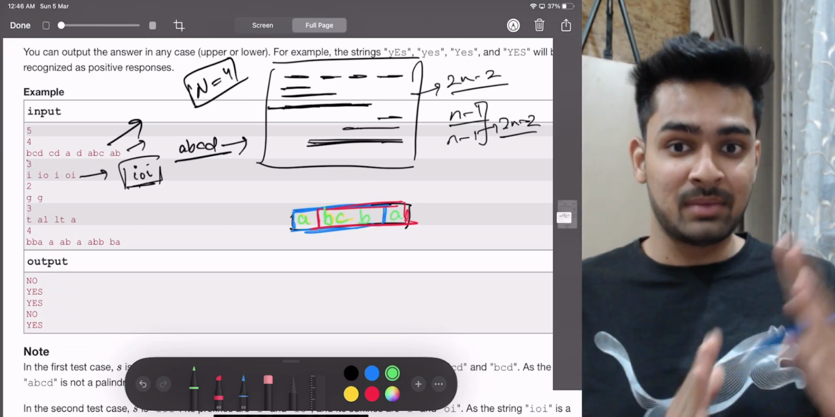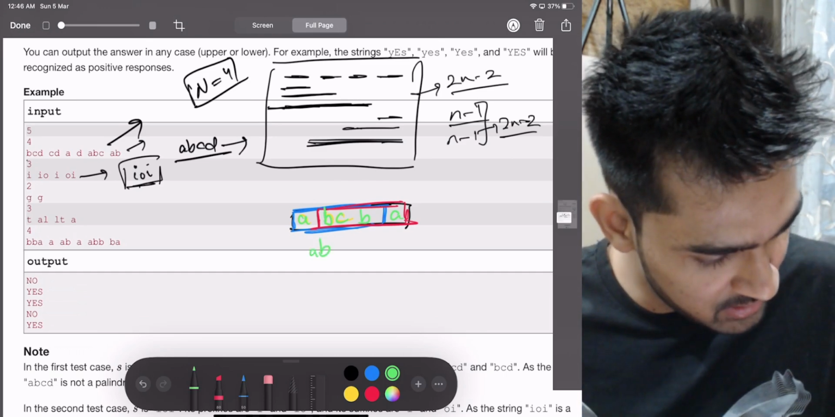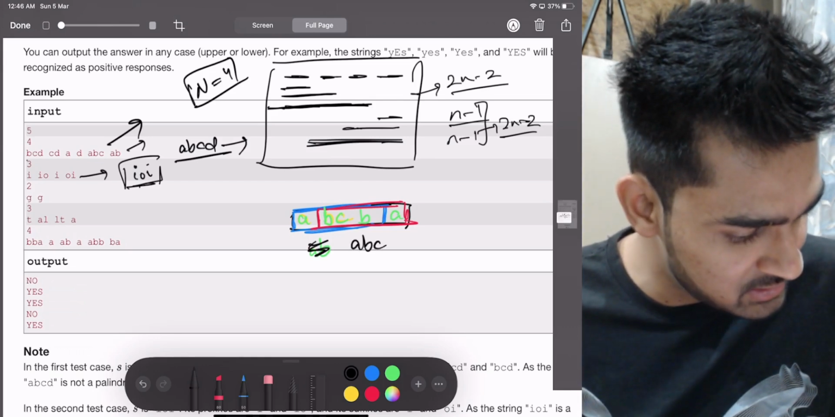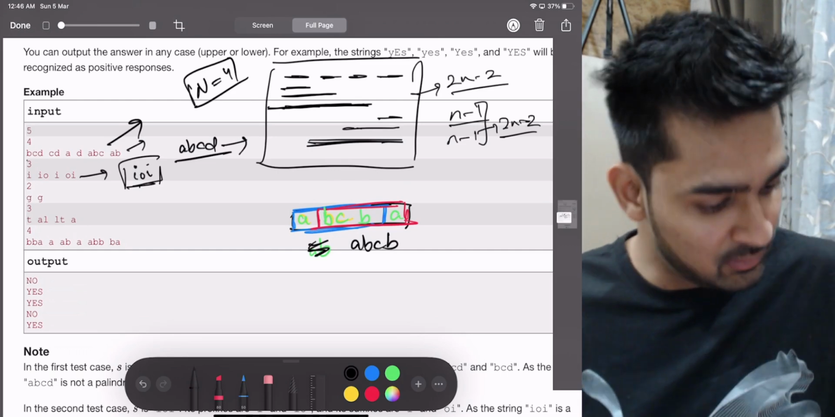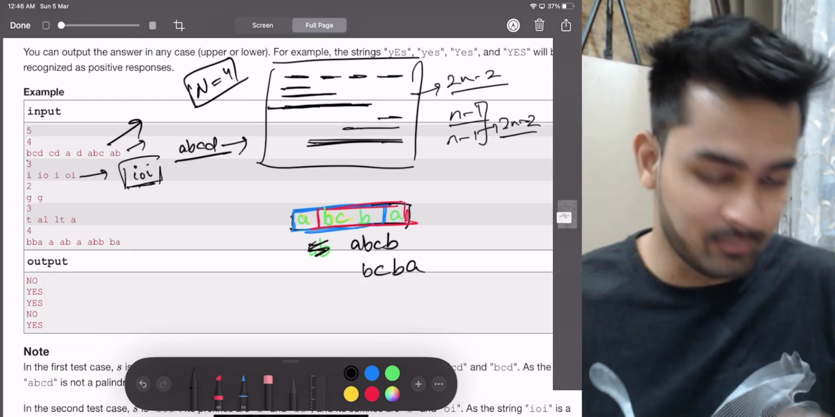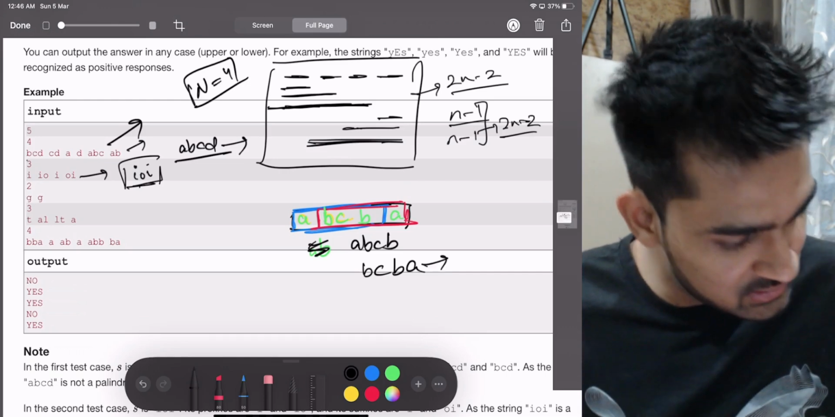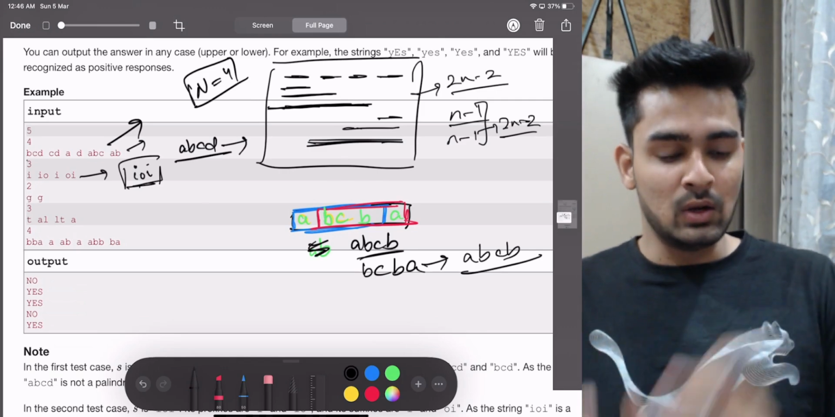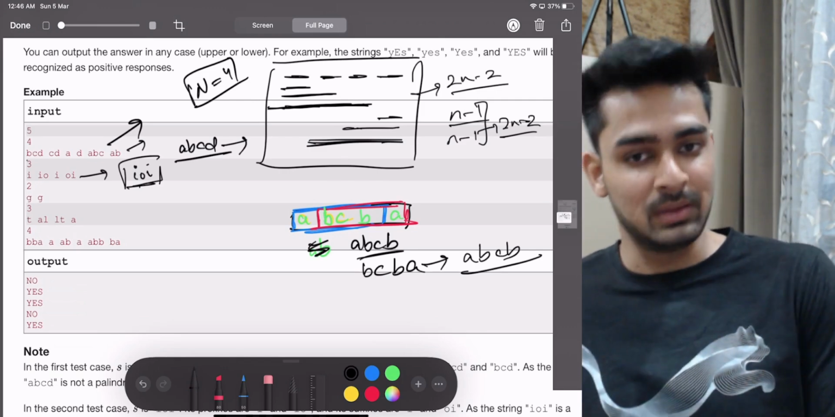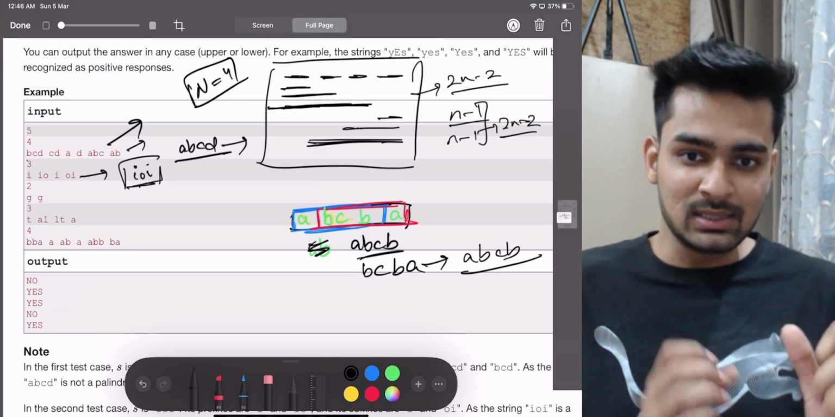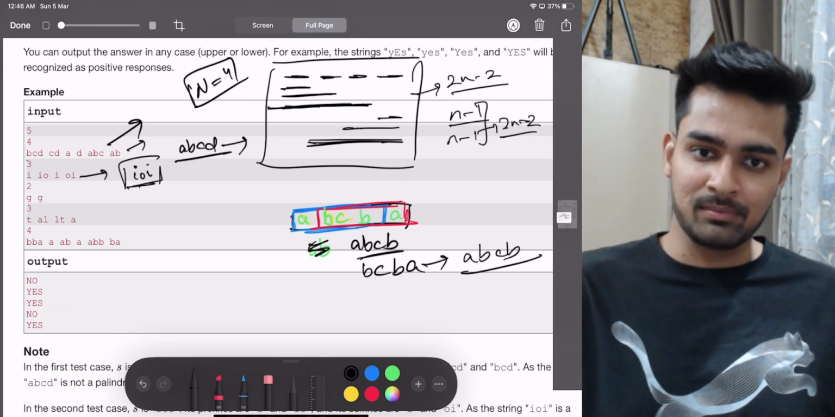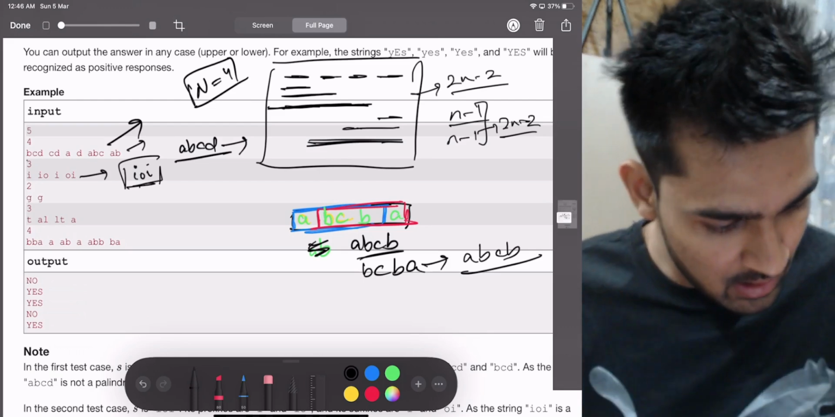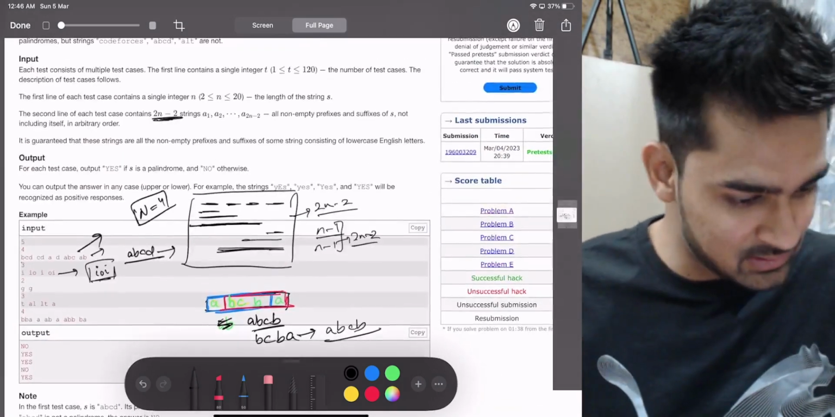The prefix with length n minus 1 will be A, B, C, B. And the suffix with length n minus 1 will be B, C, B, A. If you reverse this, it becomes ABCB, which is the prefix. So all we have to do is look for strings with length n minus 1. One of them will be a prefix and the other will be a suffix. Just reverse any one of these and check if they are the same. If they are the same, that means it is a palindrome. That's all you have to do. The question is pretty easy. Let me just show you the code as well.